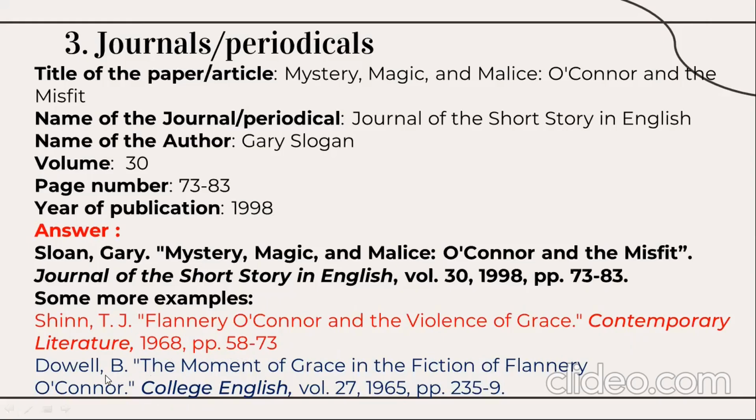Then we have another example, B. Dowell, so Dowell, B. And the name of the article, The Moment of Grace in the Fiction of Flannery O'Connor. That should be in inverted commas. Which journal? College English. That's in italics. Which volume? Volume 27, comma. Which year? 1965. From which page to which page? So there's an error here. Page numbers 235 to 239, full stop.